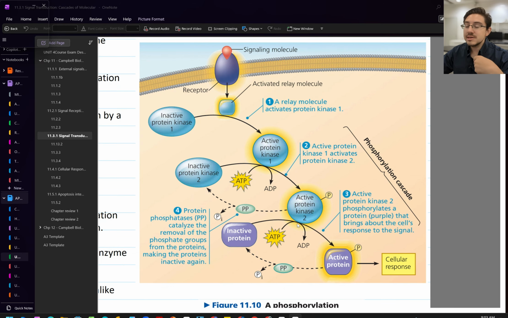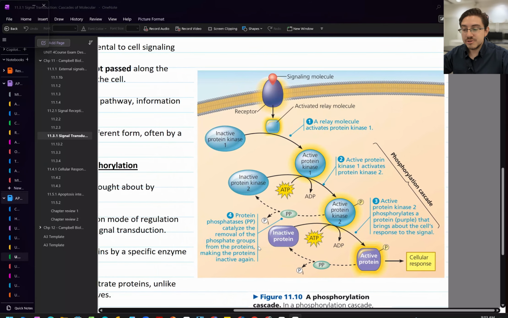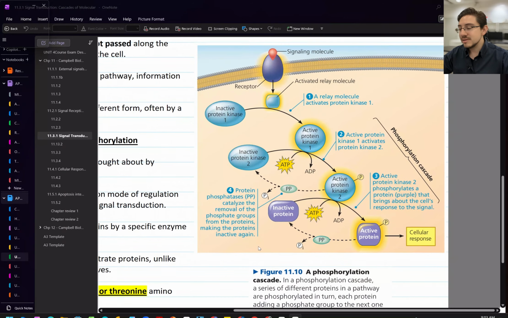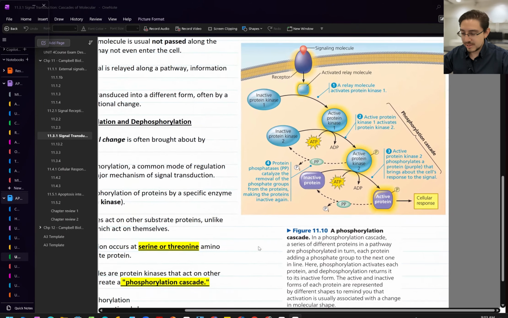And then protein kinase number 2, depending on the pathway, you can have multiple kinases. In this case, you just have 2 kinases that will activate the actual protein, which will then promote that cellular response that you need. Could be gene activation, cell growth, division, whatnot, depending on what we're going to see here. Okay, kinases is important to note. All right, let's continue on here.